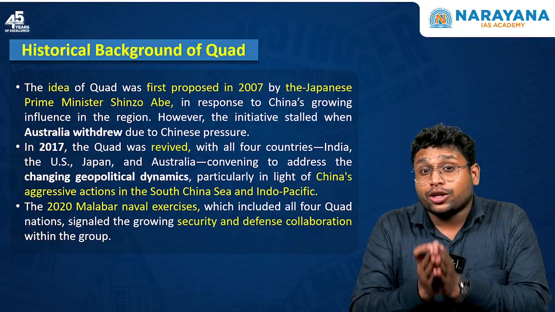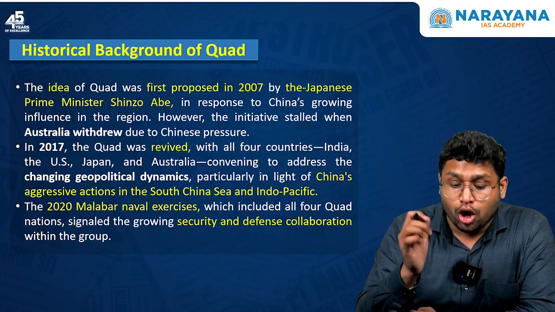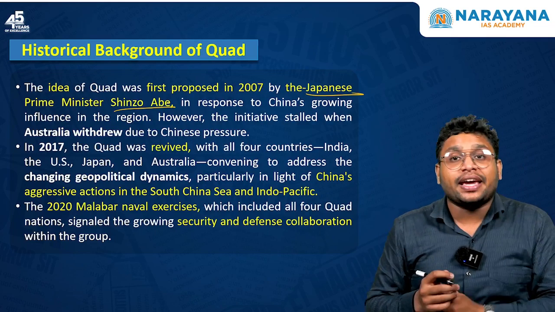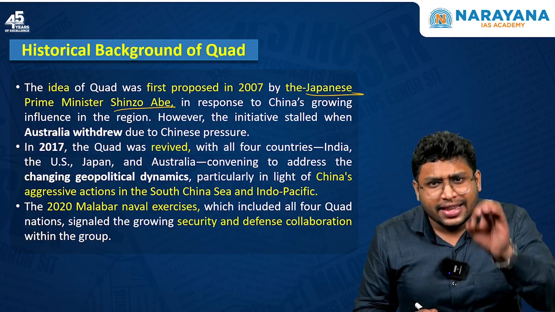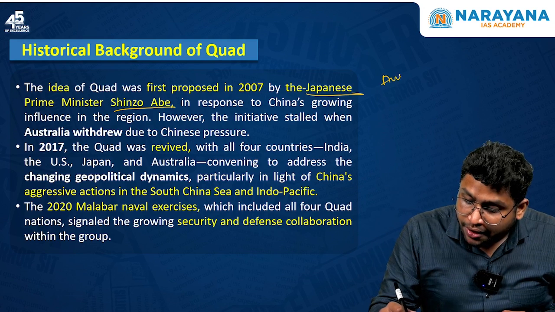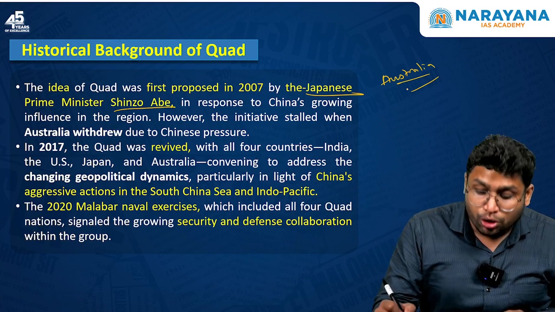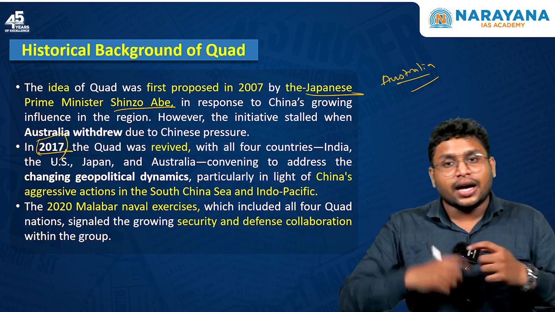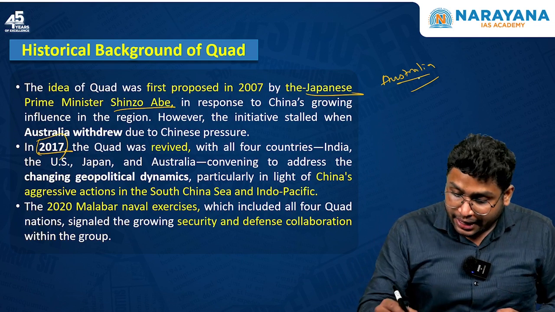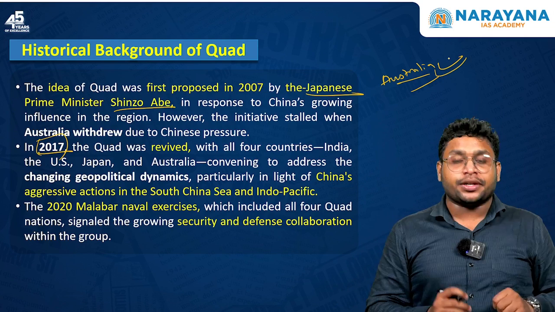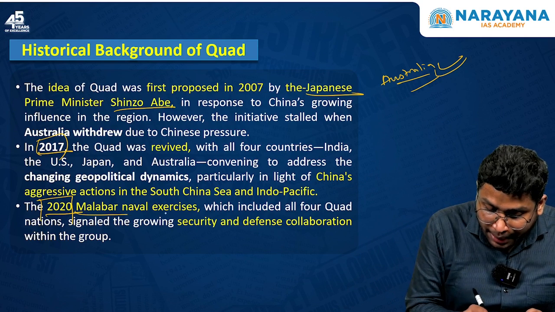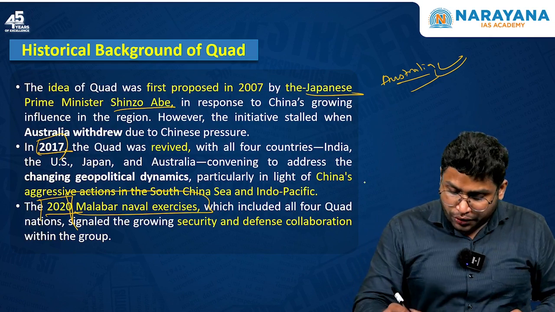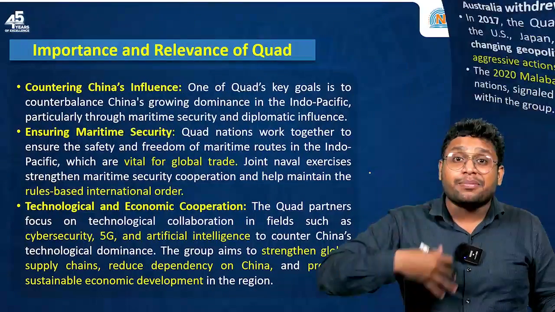Now, if you go back to the history, the idea of Quad was first of all introduced by Japanese Prime Minister Shinzo Abe in the year 2007. But at that point of time, Australia withdrew from this proposal because of the pressure of China. But in the year 2017, the idea of Quad revived again and even Australia was ready to become part of it. You see, in the year 2020, Malabar naval exercise was conducted among these four members. So we can say right now Quad is emerging.